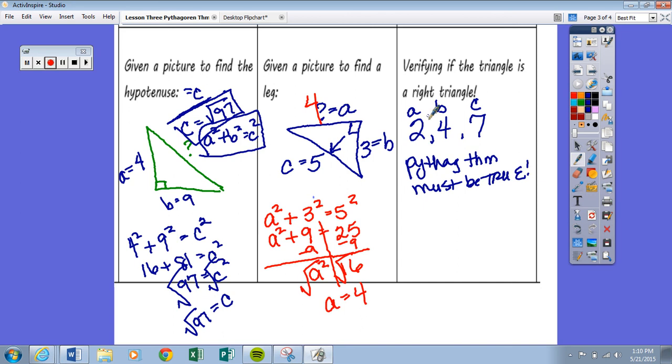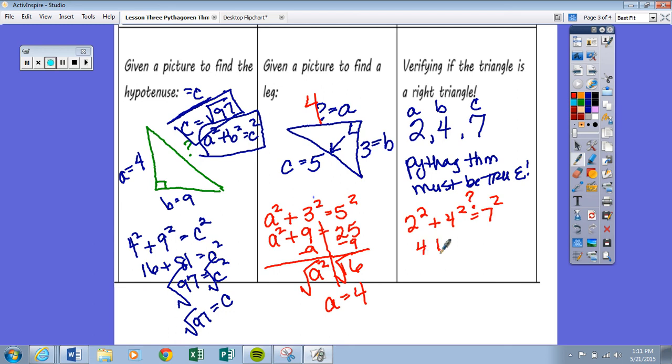So in other words, when you plug these numbers into A squared plus B squared equals C squared, this needs to be a true statement. So just make sure, does the left side actually equal the right side? So let's do the math.